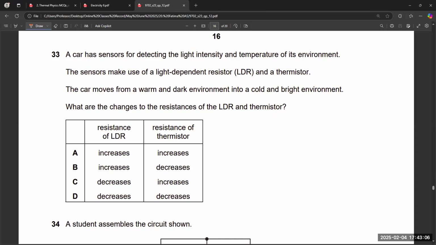Question number 33 is related to thermistor. A car has sensors for detecting the light intensity and temperature of its environment. So basically, the car sensor is detecting light intensity and temperature of its environment. And the sensors make use of an LDR and a thermistor, because for light we require an LDR and for temperature we require a thermistor.